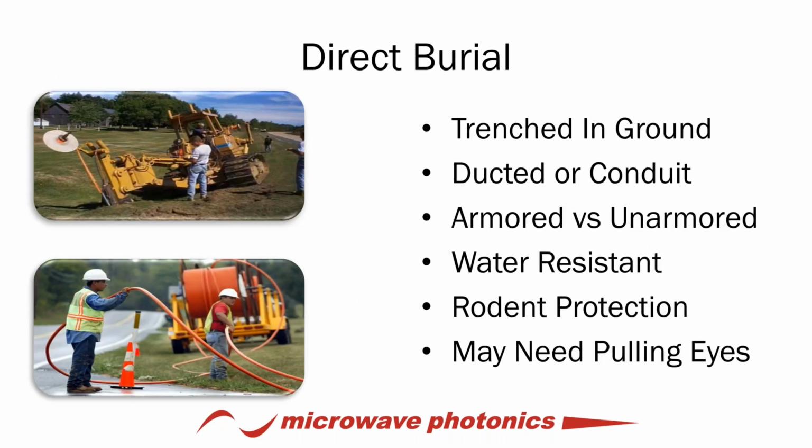Direct burial cable. This is something that comes up quite often in the radio astronomy or antenna array application, where there's many different antennas spread across a range. And one of the things you want to do to maintain phase stability is to get that fiber cable trenched down below the frost line to keep it as steady as possible and align that.